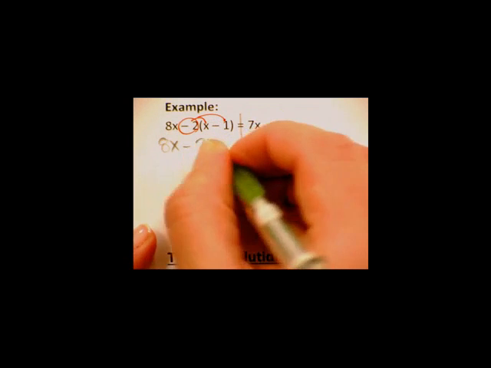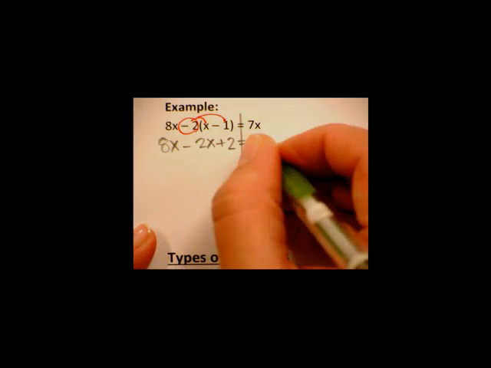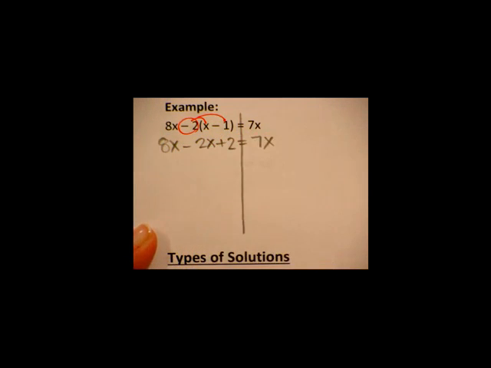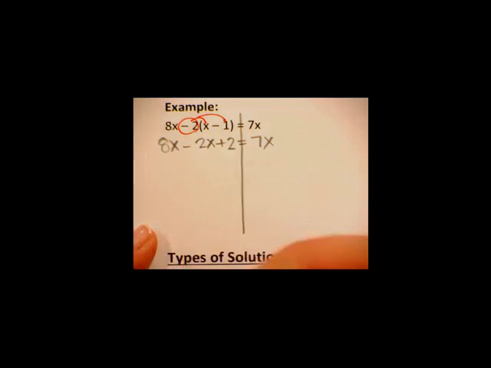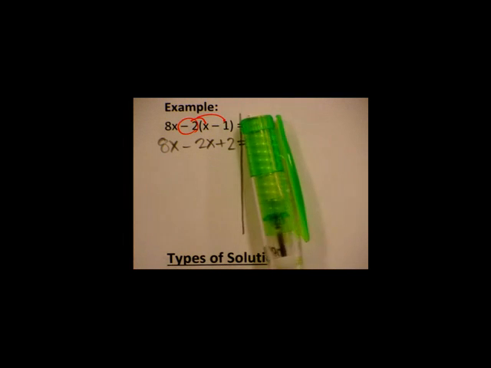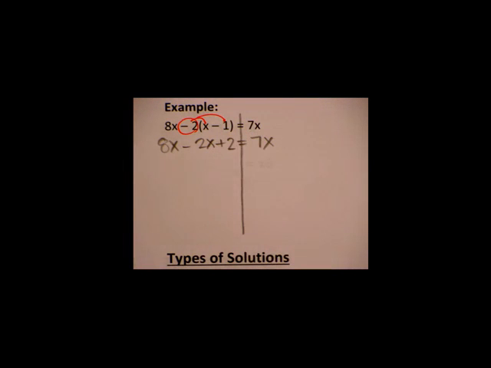I get 8x minus 2x plus 2 equals 7x. Remember, you're taking this -2 and you're distributing it to both terms. Be sure to include that sign. Now I look at the left-hand side and I say, well, is there any way I can make that simpler? And I totally can. I can combine like terms.